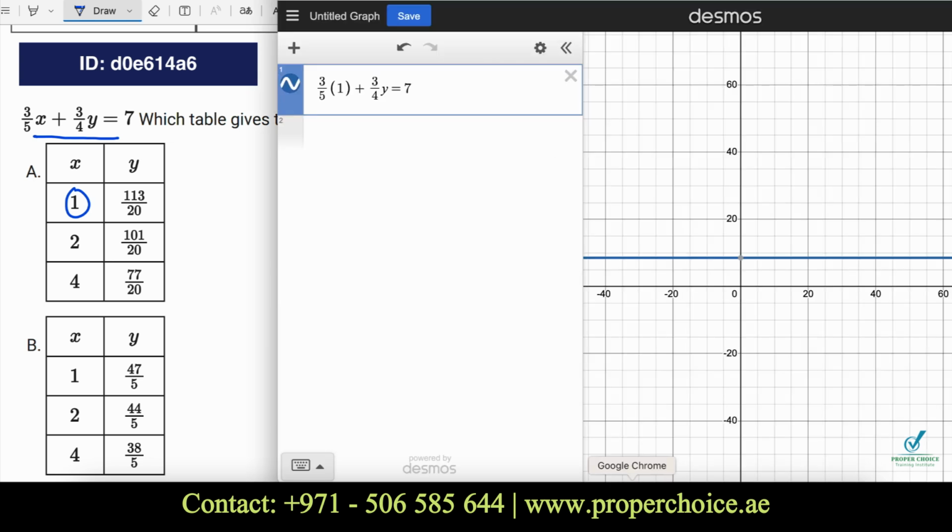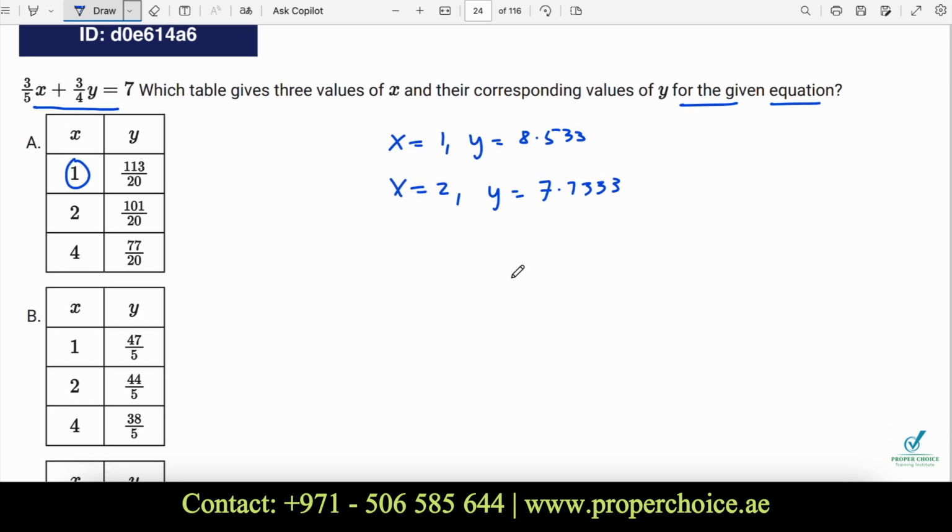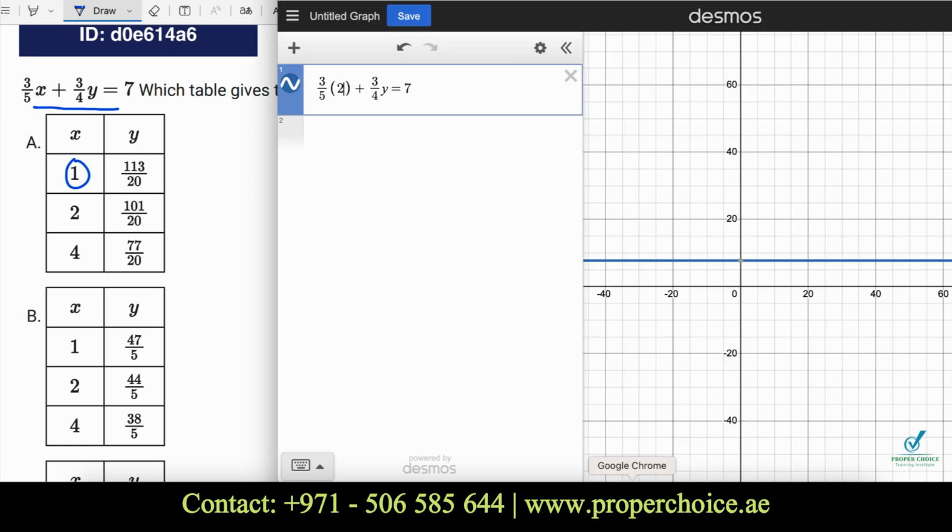When x is going to be 2, you replace x with 2, just keep changing the values. The value of y here is going to be 7.733. When x equals 2, y will be 7.733 and so on, recurring. I think these two values are enough. Check it out. Usually Desmos gives us fractions, but if the digits after the decimal are non-repeating, non-recurring, it will not give you a fraction.